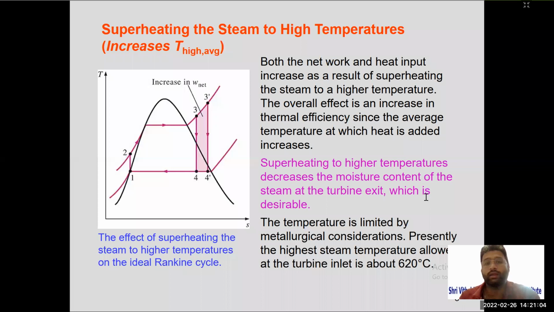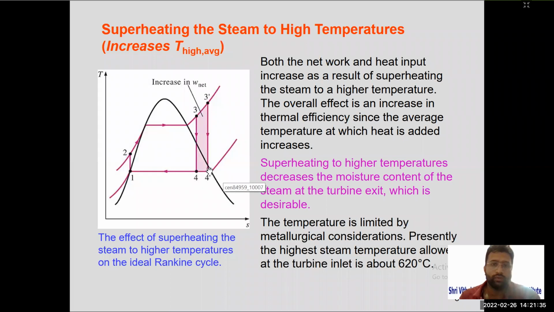This is again another advantage. Apart from efficiency, as you can see, point number 4 initially was inside the curve. That means it is wet steam. Wet steam is not desirable for the turbine. So if I superheat the steam, point number 4 will shift to point number 4 dash. At 4 dash, the dryness fraction is more compared to 4. So here we can say that it is desirable. The temperature is limited by metallurgical considerations.